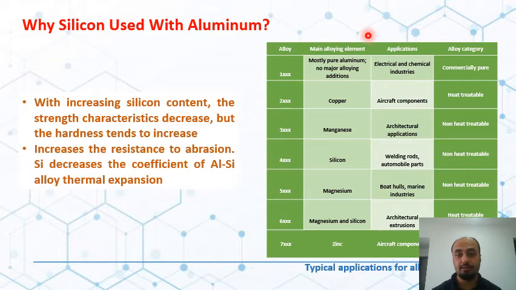Aluminium in general is used with elements like copper, manganese, silicon, and magnesium. But the important thing for our research is aluminium silicon, used in applications such as welding rods and automotive parts.